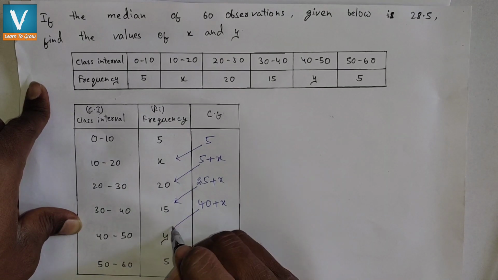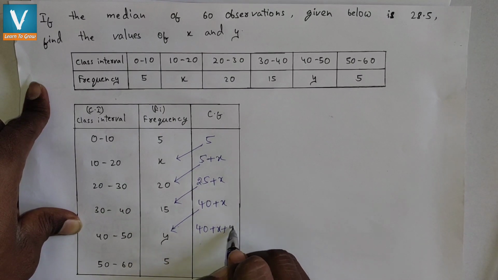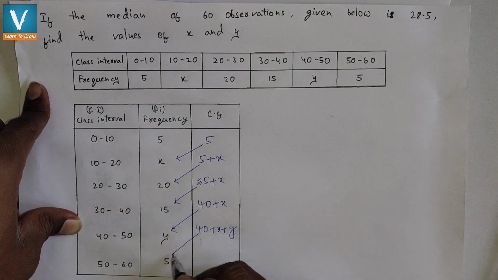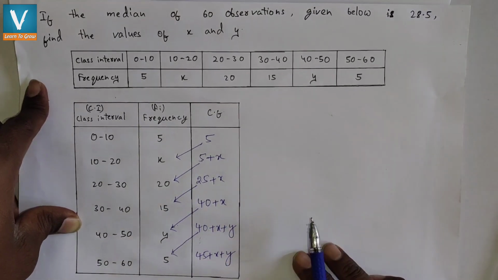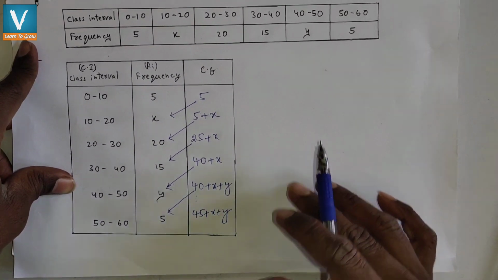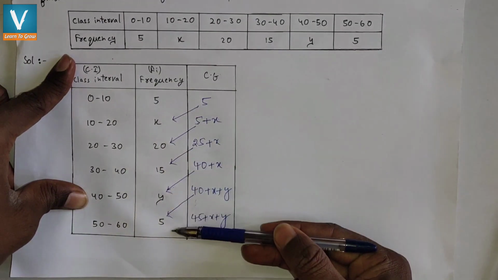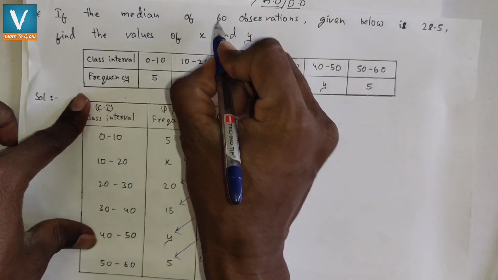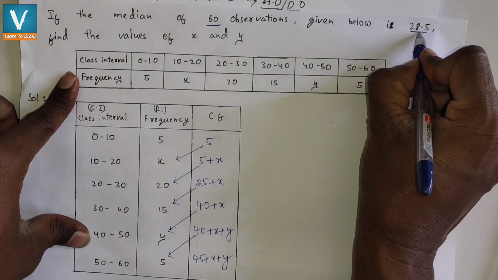Next there is the variable y, so 40 plus x plus y. I am just adding the frequencies one by one. Then the constant 5: 40 plus 5 is 45, so 45 plus x plus y. So the first step is to find the cumulative frequency, by adding the frequencies from top to bottom. In the question, the number of observations is 60 and the median is given as 28.5.